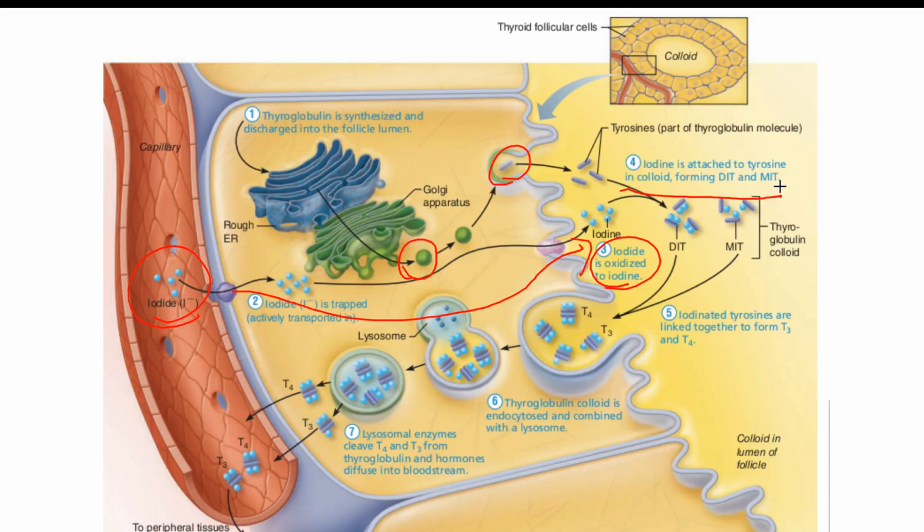To secrete the hormones, the follicular cells must reclaim the iodinated thyroglobulin by endocytosis and combine the vesicles with lysosomes. Lysosomal enzymes cleave T3 and T4 from thyroglobulin, and the hormones are able to diffuse from the follicular cell into the bloodstream. Again, the main product secreted here is T4, while most T3 is created at the target cells.